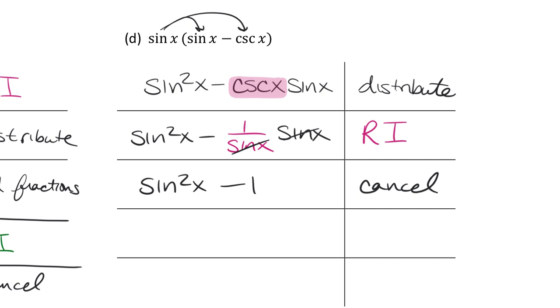Okay, here's where my spidey senses went. I was like, oh, there's stuff squared and a 1. Is sine squared of x minus 1 on your Pythagorean identity list? I'm hearing yes and I'm hearing no. Is it exactly on the list? Sine squared of x minus 1. No. What is on the list?